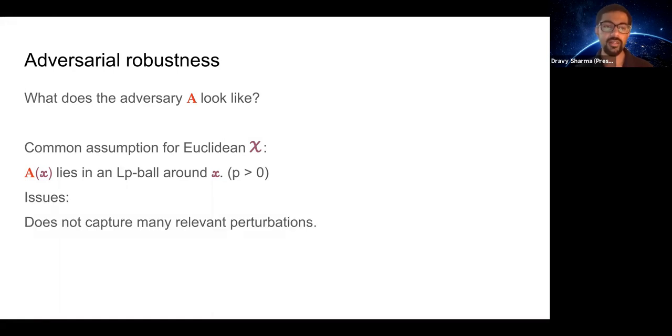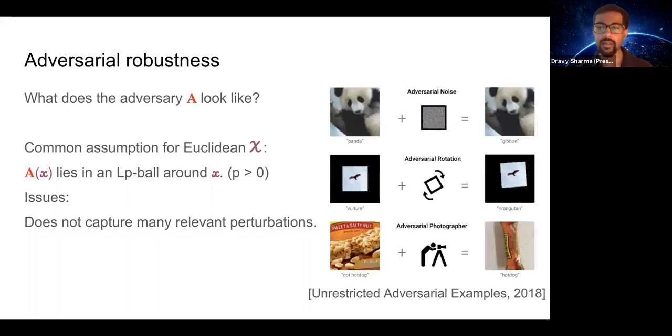It does not capture many relevant perturbations, and I'll try to give some examples. Let's look at images for concreteness. If you modify a few pixels by arbitrary amounts, the class of the example shouldn't change, but it's beyond the Lp ball. Similarly, if you rotate or change the camera angle, there are a ton of ways in which you can go across the Lp ball, and still there are reasonable ways in which the adversary can change your input and cause you to fail.